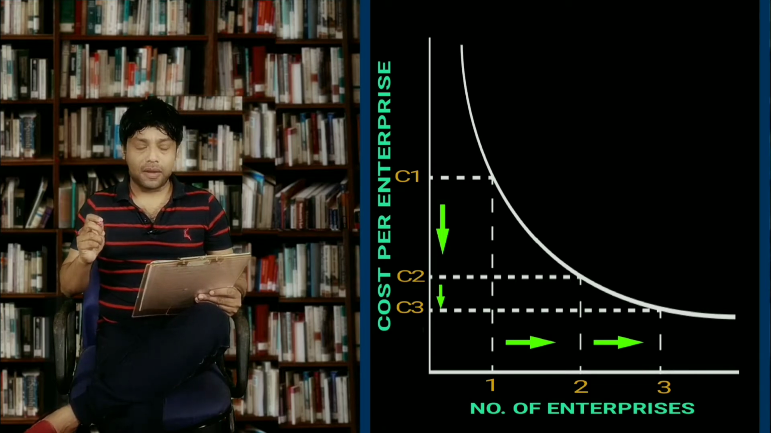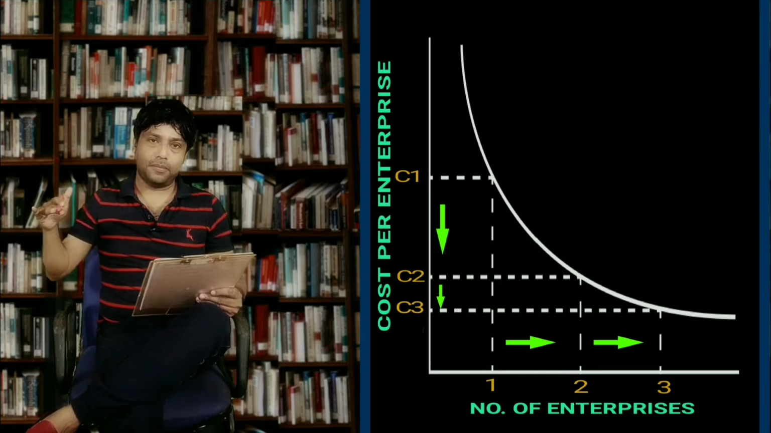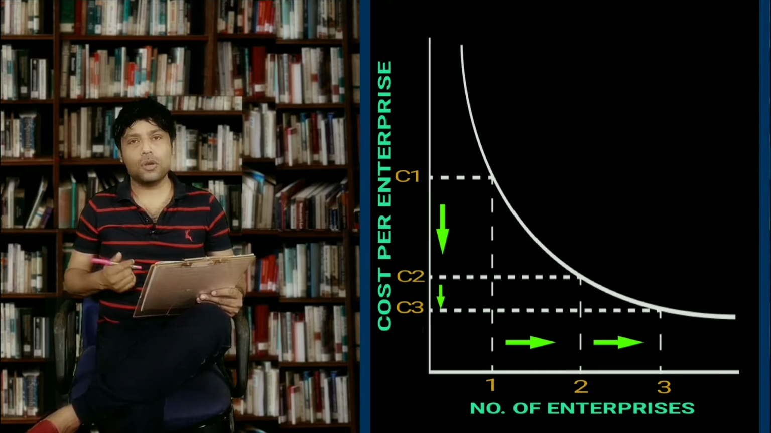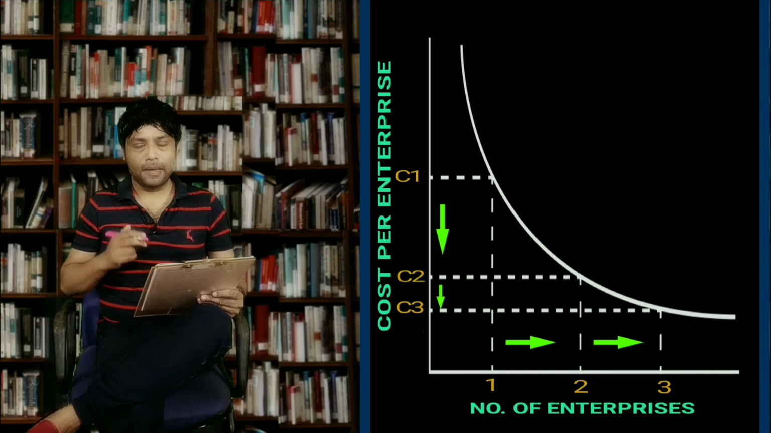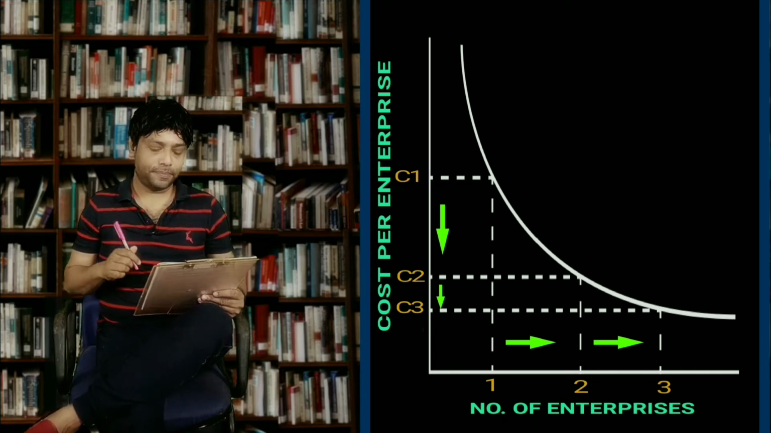Now, in the diagram, you see that the curve is downward sloping. What does the downward sloping curve indicate? It indicates the negative relationship between the variables taken on the x-axis and the y-axis.